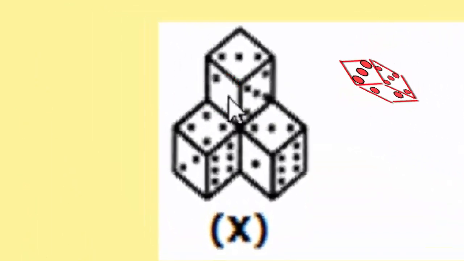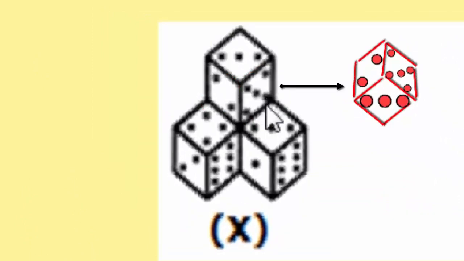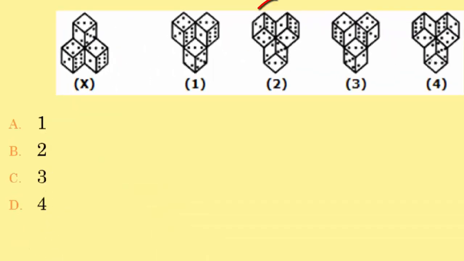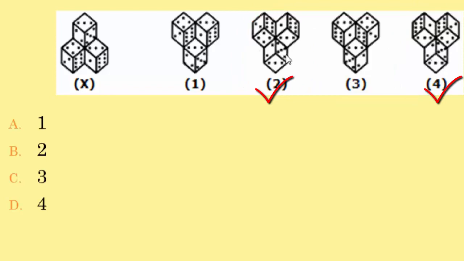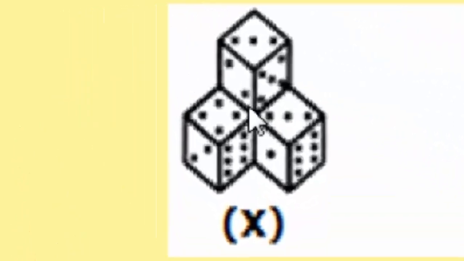Now 2 should remain on the left and 5 should remain on the right because a water image is in the same direction. So in option 2, 2 is on the left and 5 is on the right, and also in option 4, 2 is on the left and 5 is on the right. So it's in the same direction. Both of these show the correct representation of the dice on top. Now let's check the next numbers. 4 should be on the left and 3 should be on the right.